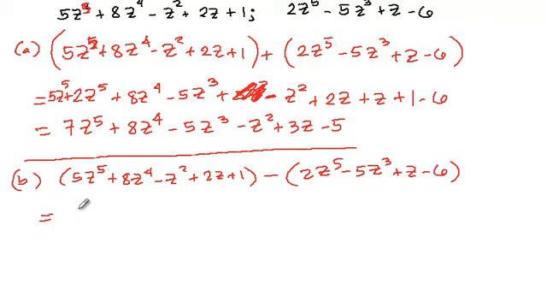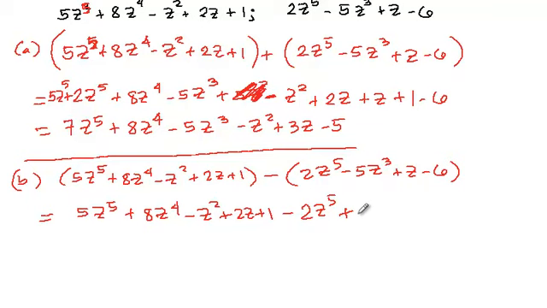The ending will be 5z to the fifth plus 8z to the fourth minus z squared plus 2z plus 1. Now this one, the sign is negative 1, right? When we distribute that, it will be negative 1 times 2, minus 2z to the fifth, plus, negative 1 times negative 5, that's plus 5z cubed minus z plus 6.